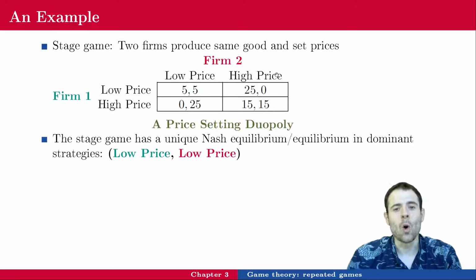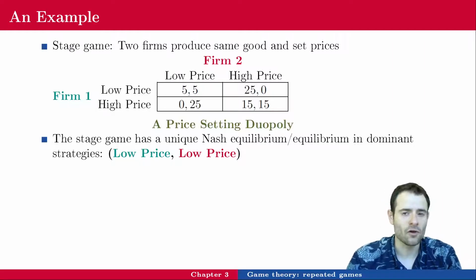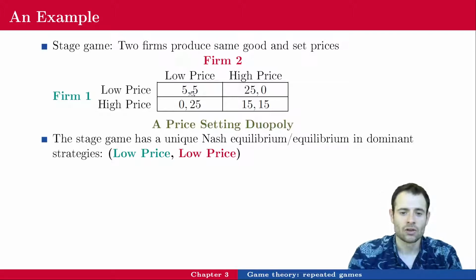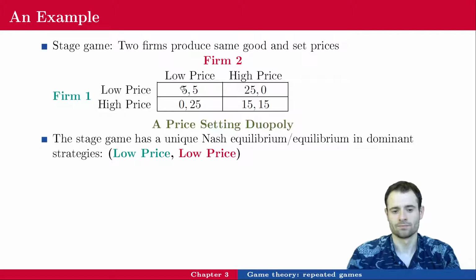So if one firm cooperates, the other one wants to default. If one firm defaults, the other one doesn't want to cooperate. So at the end of the day, the Nash equilibrium will be at this cell where low price is played by both firms.